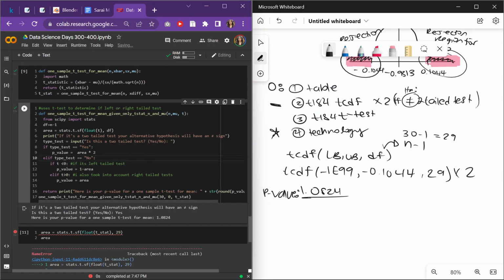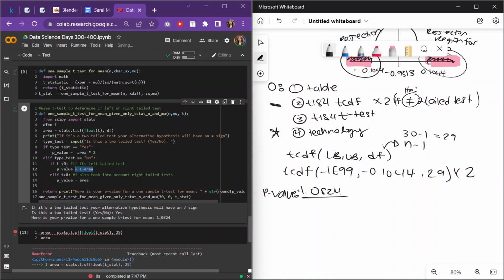And so essentially, if I say yes, that it's a two-sided test, it takes the area and multiplies it by 2, and sets that equal to the p-value. If it's no, then if t is less than 0, the p-value is 1 minus the area. If it's greater than 0, the p-value is just the area, right?